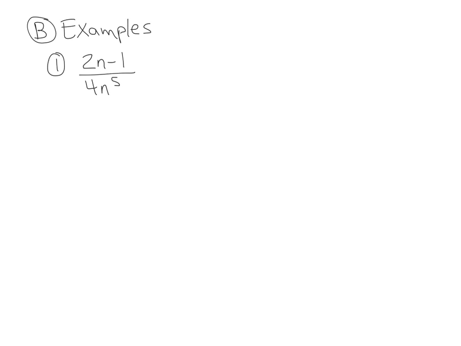So here we go. Part B, examples. All right, number 1. Let's say you have (2n minus 1) all over 4n to the 5th, times 2n to the 3rd over 3. Okay, this is multiplication. We are going to be allowed to cancel, but we have to factor first.